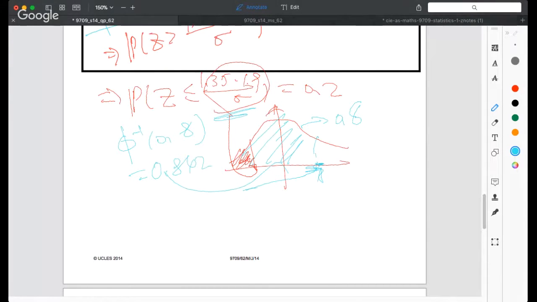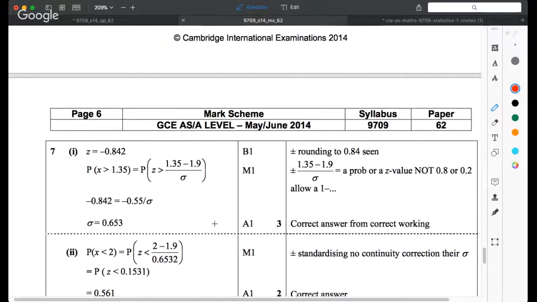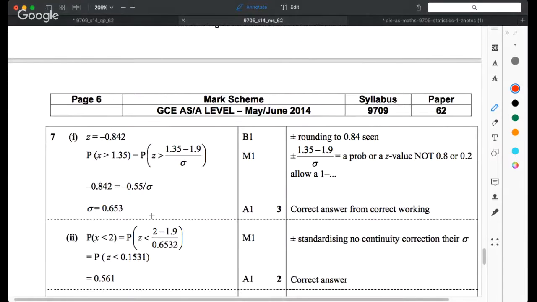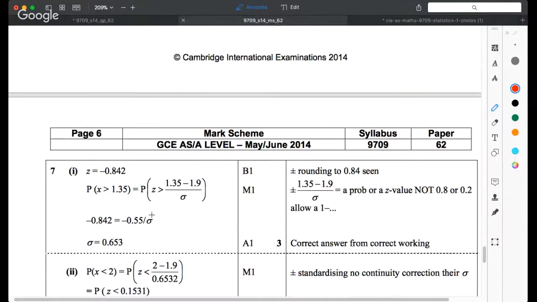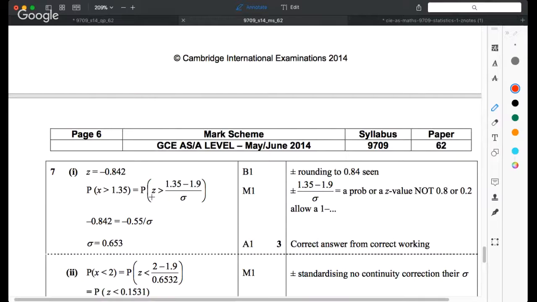So we know that 1.35 minus 1.9 divided by sigma equals minus 0.842. And then we can calculate sigma, which is 0.653. I will wrap up the first part.